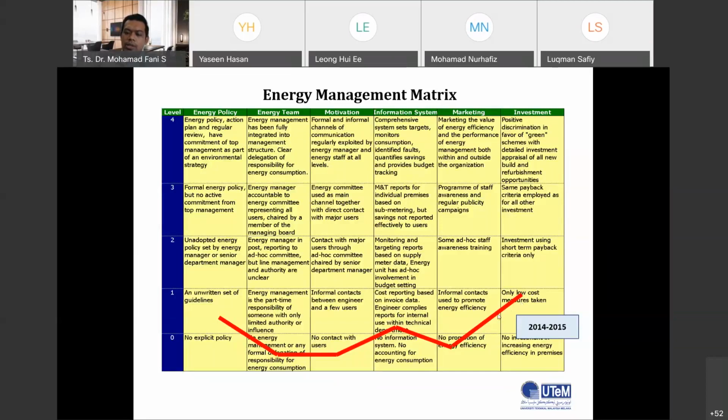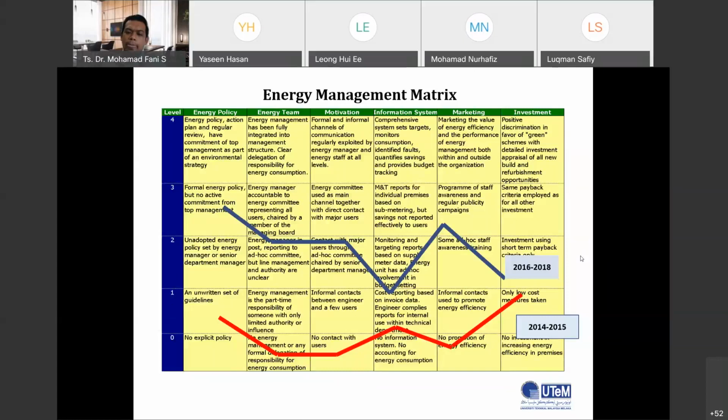Only low-cost measures were taken at that time, without any proper management or marketing. People didn't know the EE program existed, right? So this one is the status at the time. So after that, what happened to UTEM?